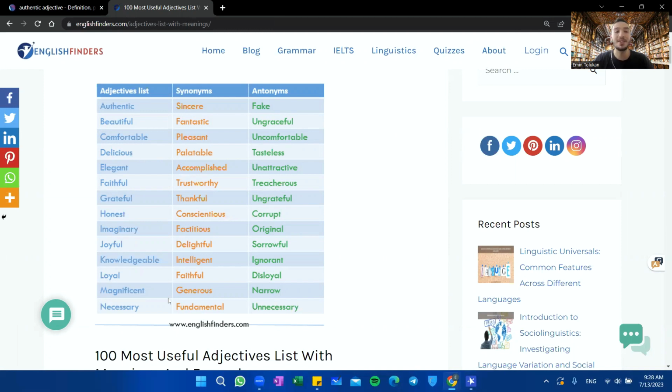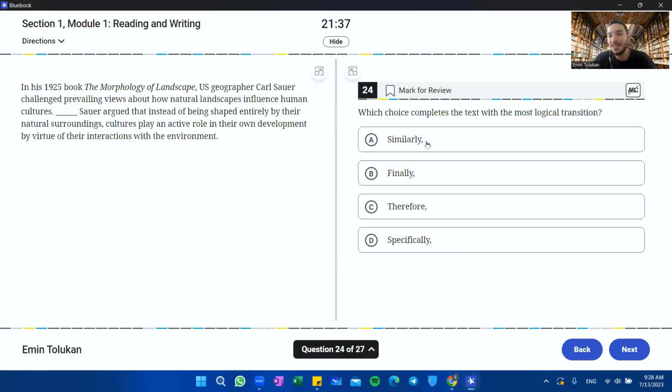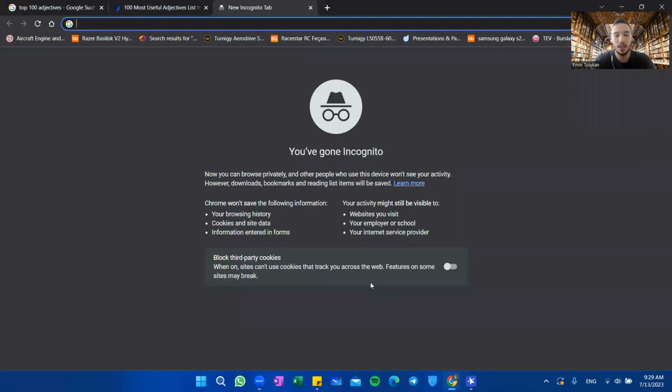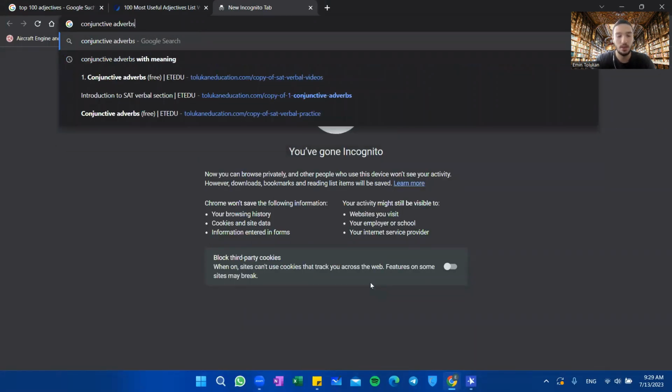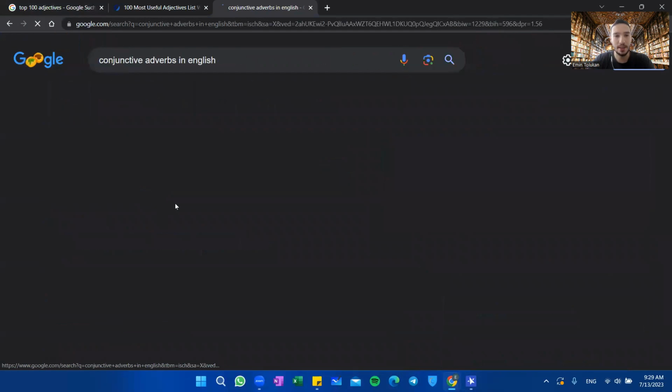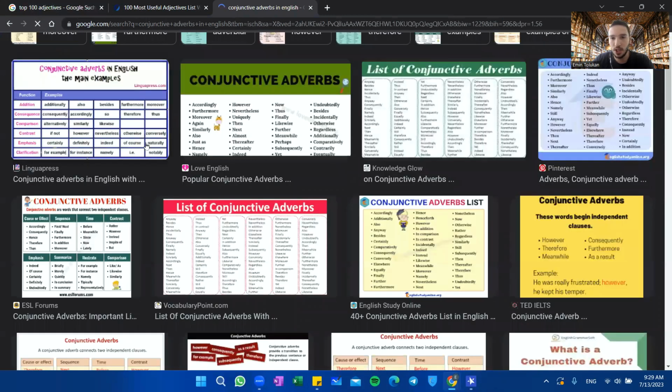And as I said, by learning these words, you will be able to understand these types of questions. Now, these are conjunctive adverbs. Similarly, finally, therefore, specifically, these are not adjectives. So let's take a look at conjunctive adverbs. I have already published on my full SAT video course the meanings, the definitions of very important conjunctive adverbs, and I explained most of them. But regardless of that, you can still go to the internet and you can just search for conjunctive adverbs in English, right? See what we're doing? We're starting from the bottom, and now you can just see a list of conjunctive adverbs.